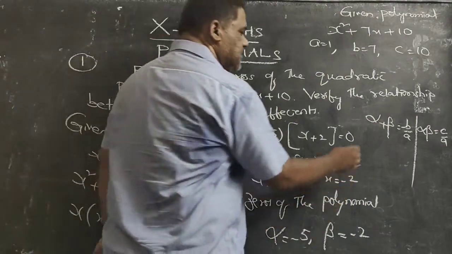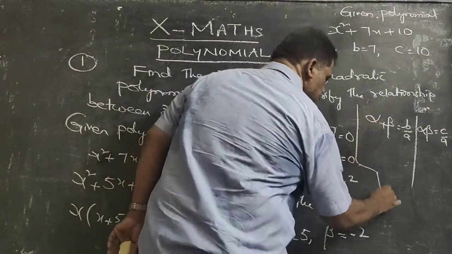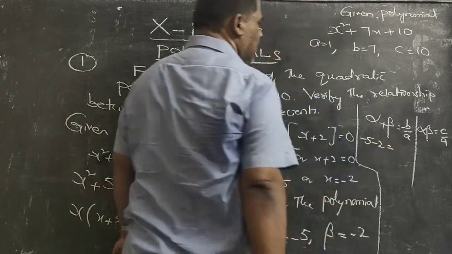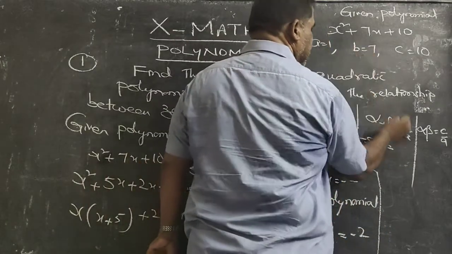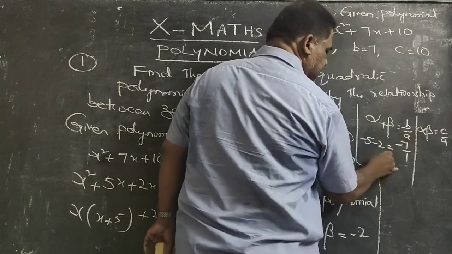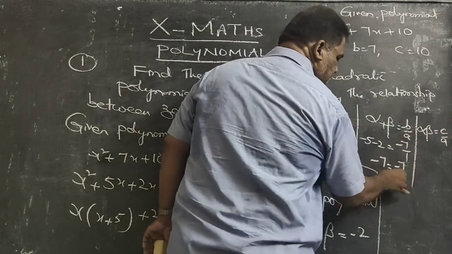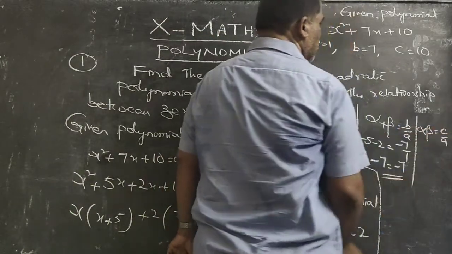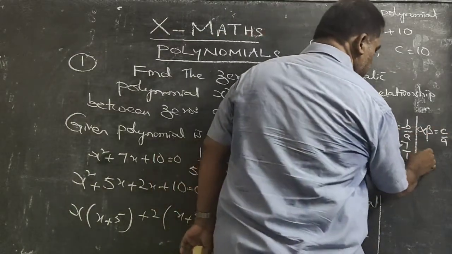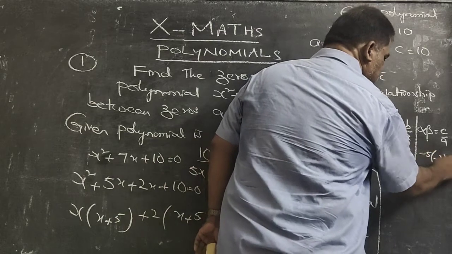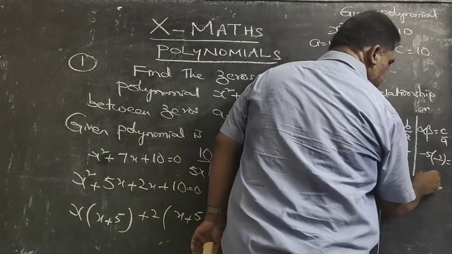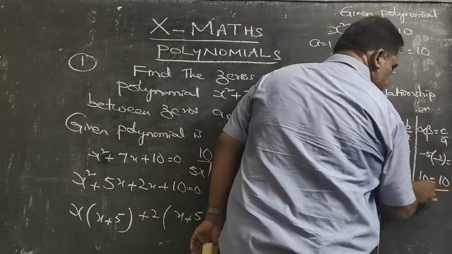Now alpha plus beta, minus 5 minus 2 is equal to minus B by A, minus 7 by 1. That is minus 7 is equal to, we will get minus 7. Now alpha into beta is equal to C by A. Alpha into beta, minus 5 into minus 2 is equal to C by A, 10 by 1. That is 10 is equal to 10.